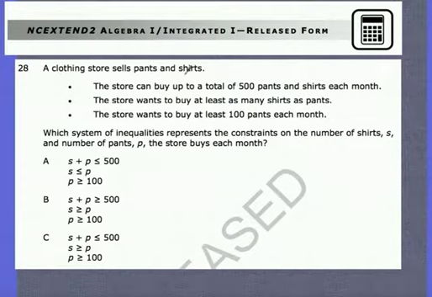Number 28 says a clothing store sells pants and shirts. The store can buy up to a total of 500 pants and shirts each month. The store wants to buy at least as many shirts as pants. The store wants to buy at least 100 pants each month. Which system of inequalities represents the constraints on the number of shirts S and the number of pants P the store buys each month?